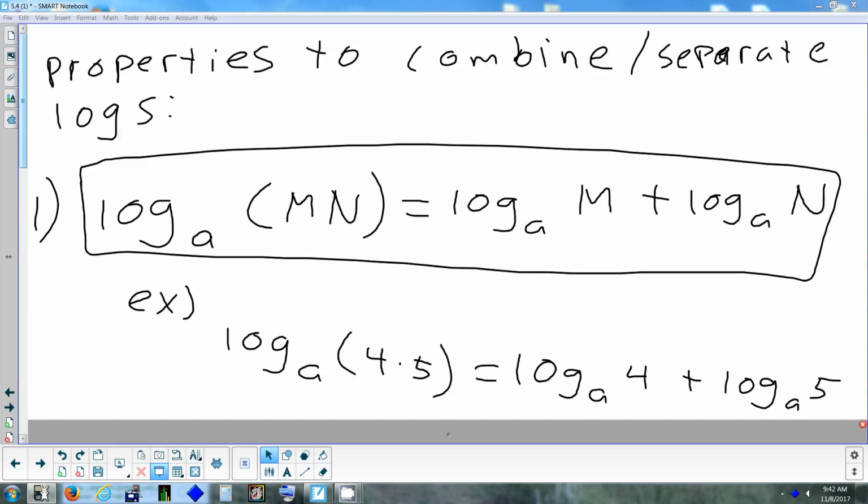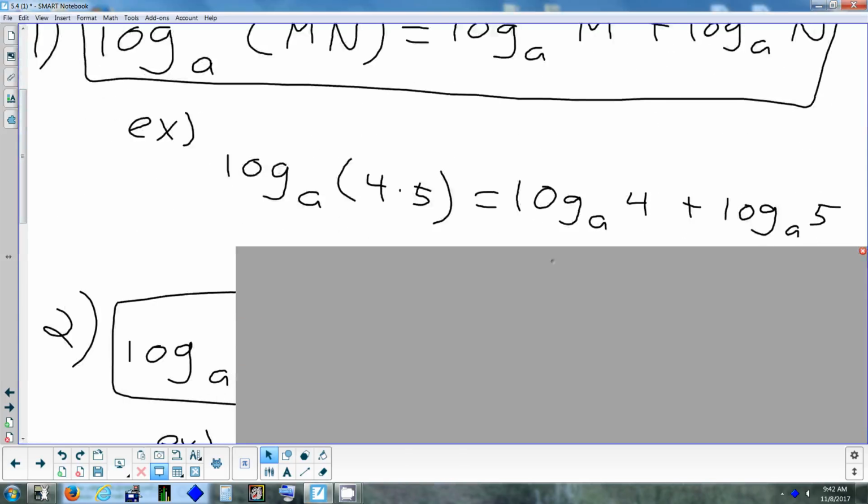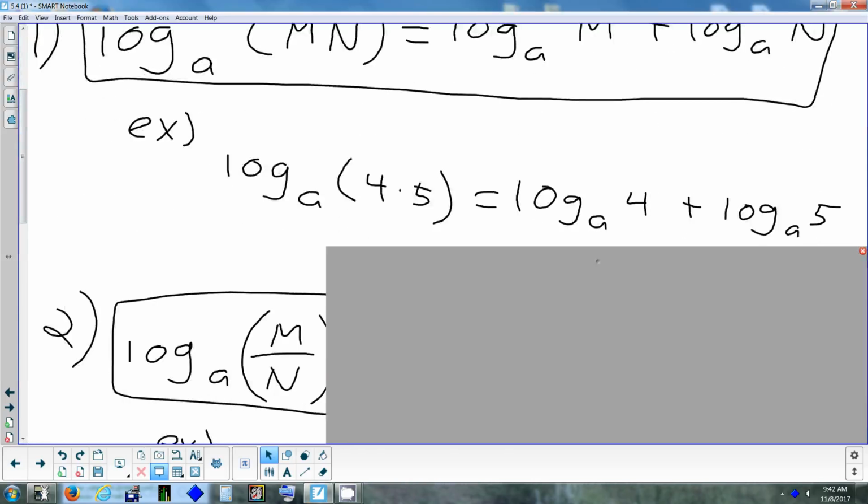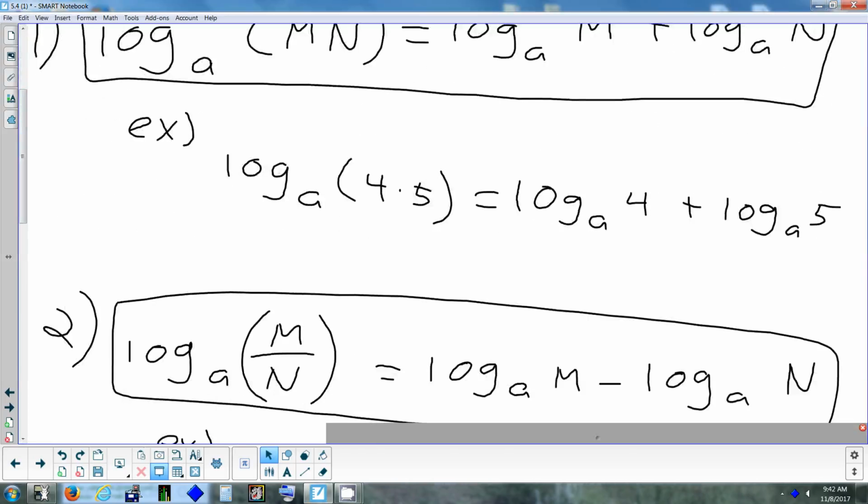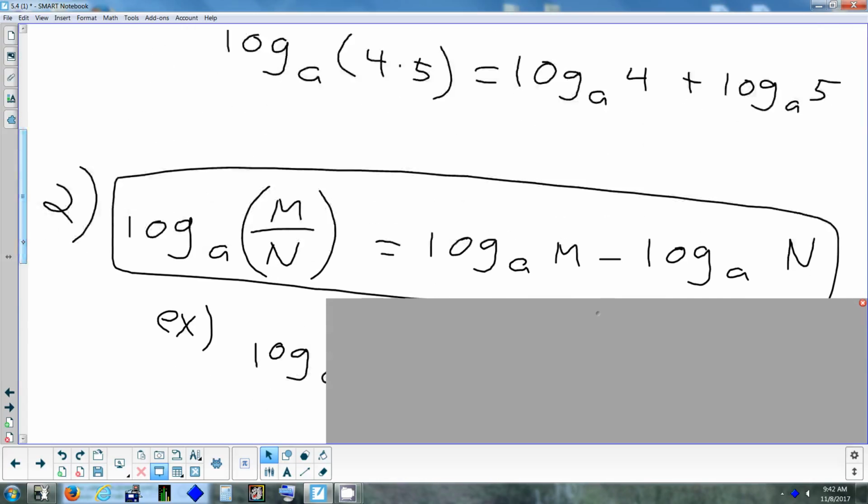So the log of a product splits as a sum. How do you think the log of a quotient would split? Leo? Subtraction. It splits as subtraction. What's important though is you subtract the top minus the bottom. With a sum, the order you add in, not that important. With a difference, it is.